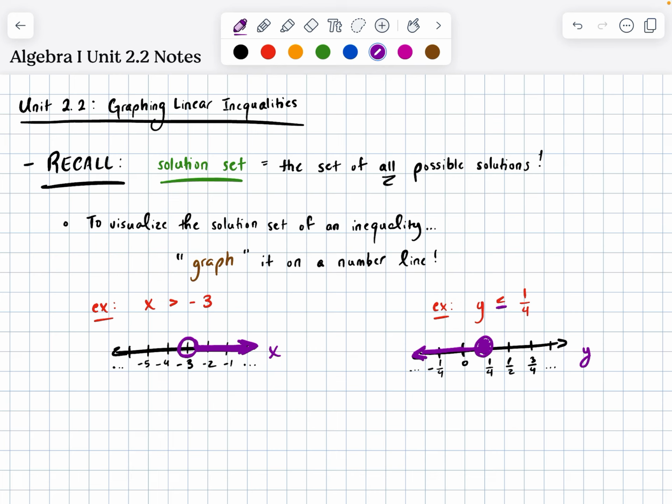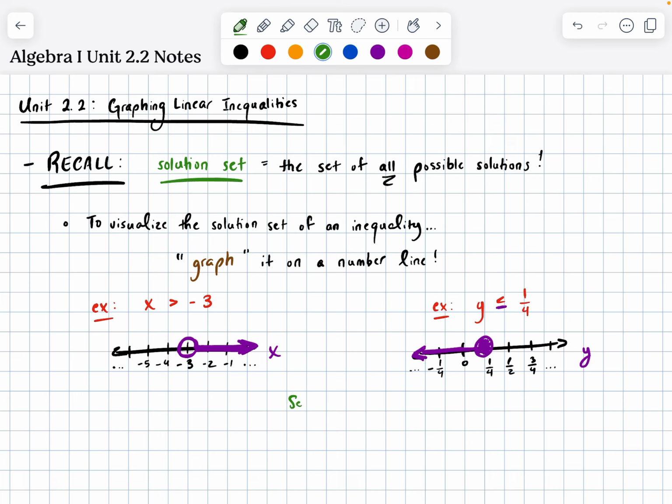So again, just like you would shade in a right answer on a test, I'm going to shade in my bubble around the 1/4. It is an answer to my question. It is included in my solution set. Congratulations, you've graphed your inequalities.